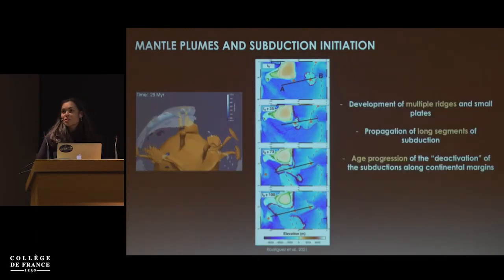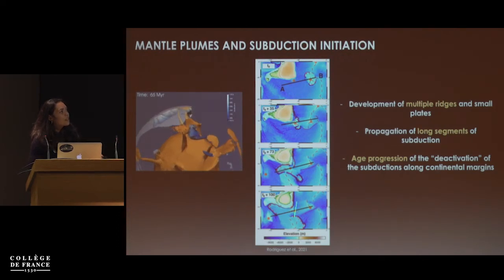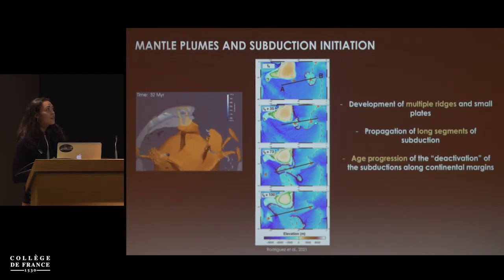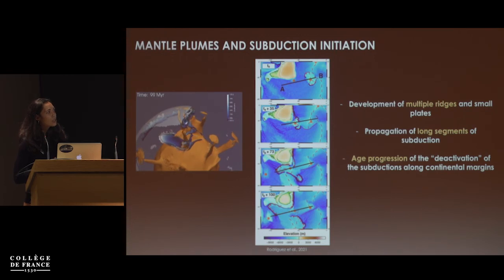If we take some snapshots of this movie, this is the topography field. You can see that when the plume arrives at the surface, it induces the initiation of two subduction zones. One of them is just dying, but the other one is propagating towards a continent. And then you have a progressive deactivation of this subduction once it reaches the margins of the continent.